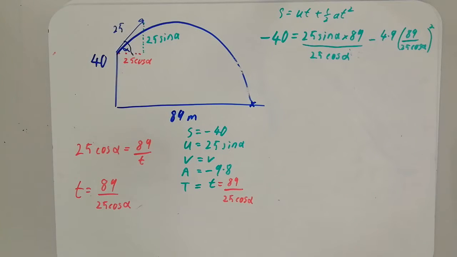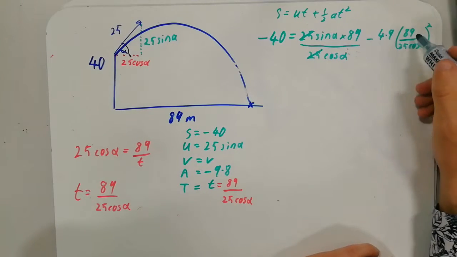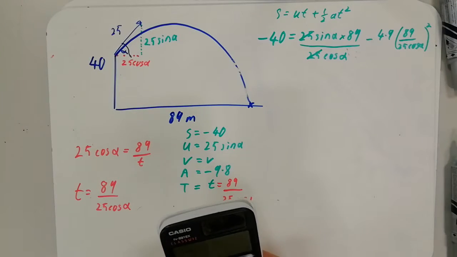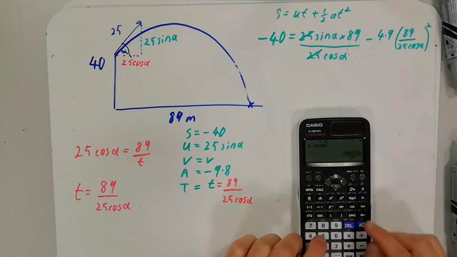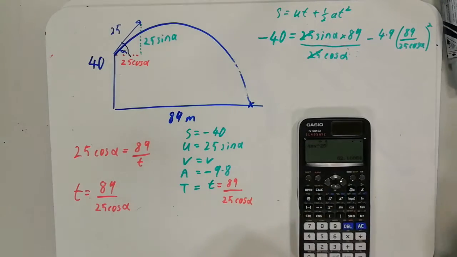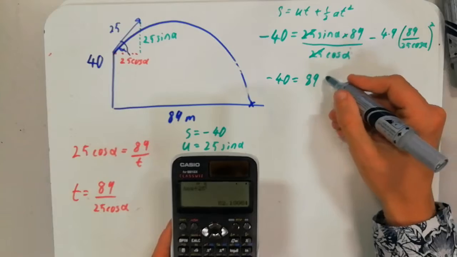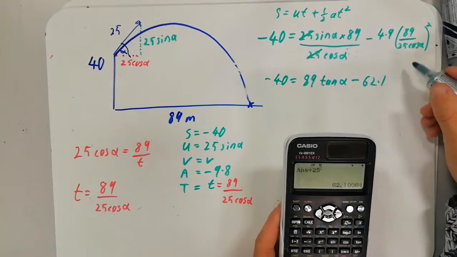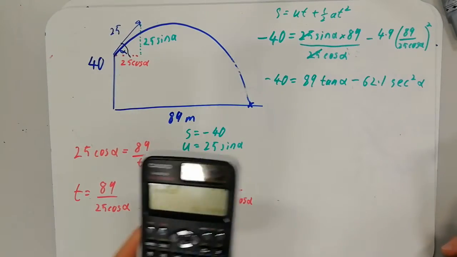Okay, a little bit of calculator work to be done here. We can cancel the 25s. We can also find out what 4.9 times 89 squared divided by 25 squared is, 62.1. So this is going to give us minus 40 is equal to 89 tan alpha minus 62.1 sec squared alpha. Again, we don't need to bother writing 1 over cos. We know we can write that as sec squared.